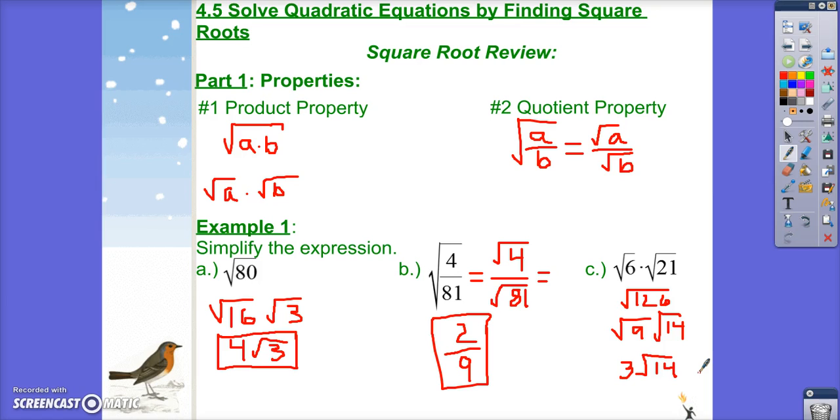1 times 14, neither are perfect squares. And I have 7 times 2. 7 is not a perfect square, neither is 2. So sometimes you could still split them up, but the only way you could actually split them up with square roots is if one's a perfect square.